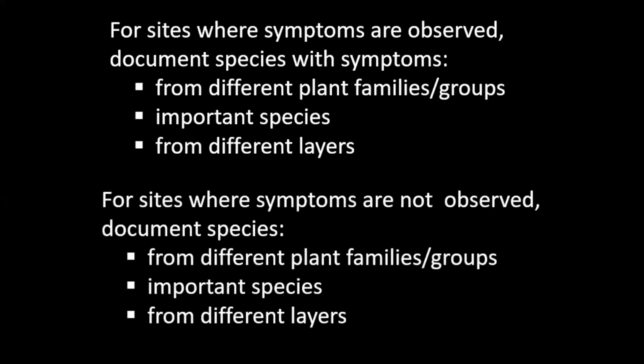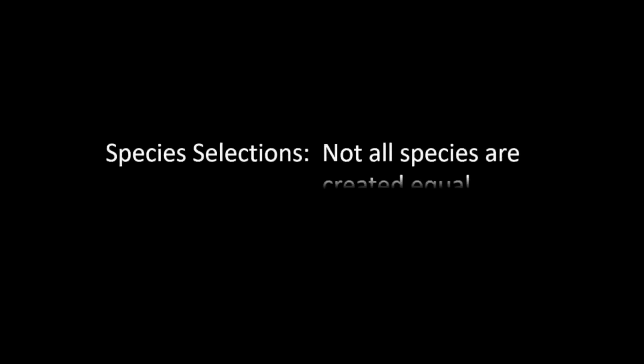Now, for sites where symptoms are not observed, document species, and I hope you will see if you look at this list that it looks exactly identical to the list up above. We're still focusing on the same categories of species. The only difference is that when you're at a site with symptoms, you don't want to ignore the species that have symptoms. You want to document those.